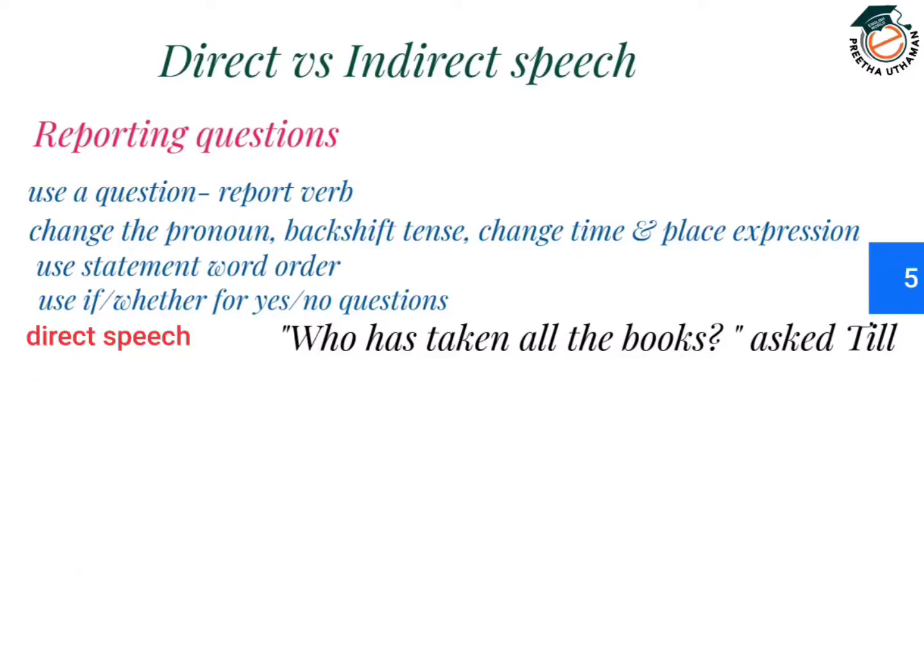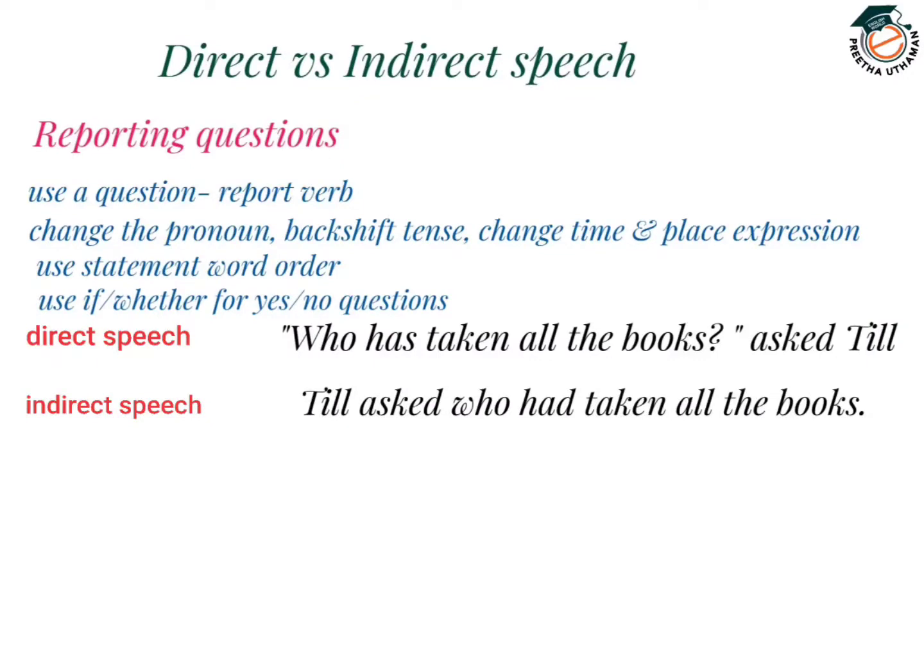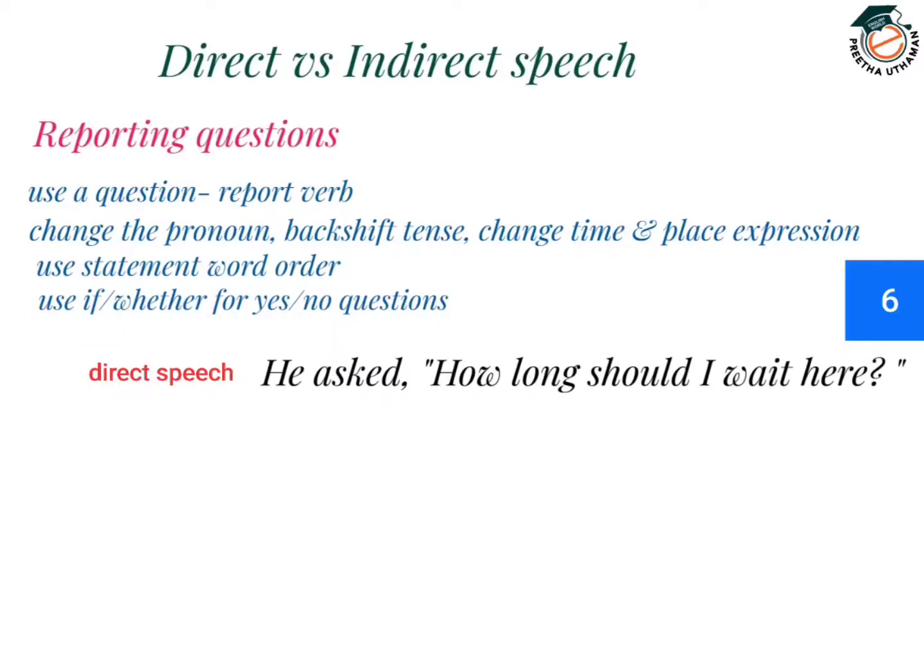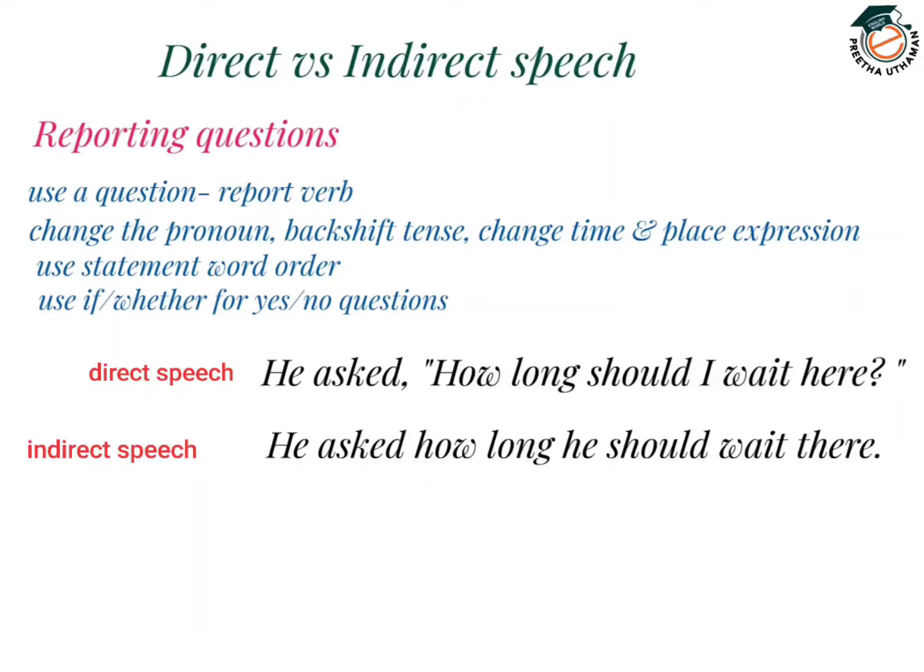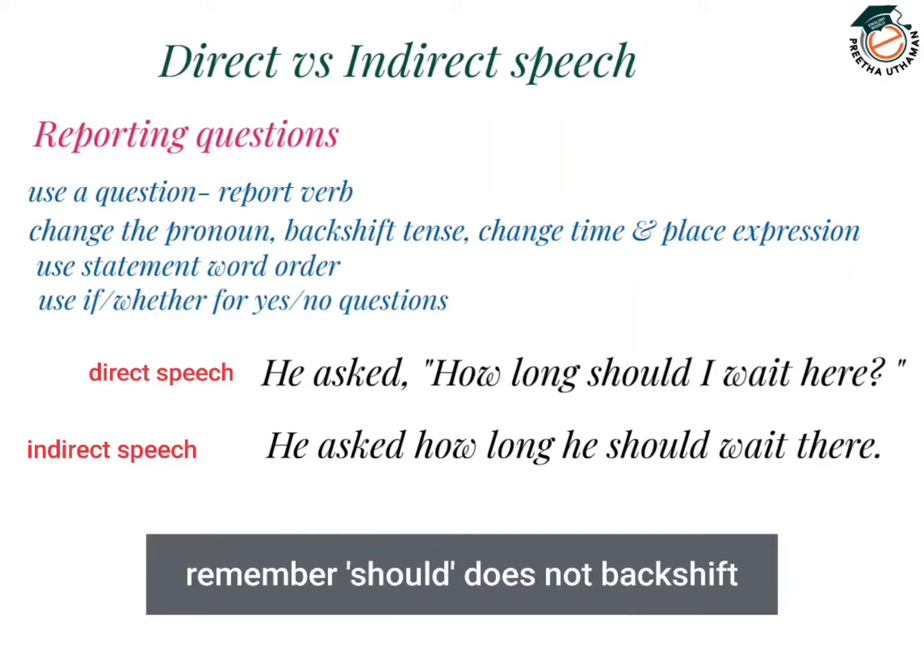Number 5. Who has taken all the books? Asked Till. Give it a try. Till asked who had taken all the books. Has taken has changed to had taken. Number 6. He asked, how long should I wait here? The answer is, he asked how long he should wait there. Remember, should does not backshift, it remains the same. And here has changed to there. It is a place expression.